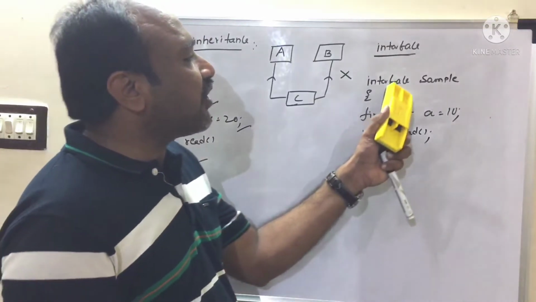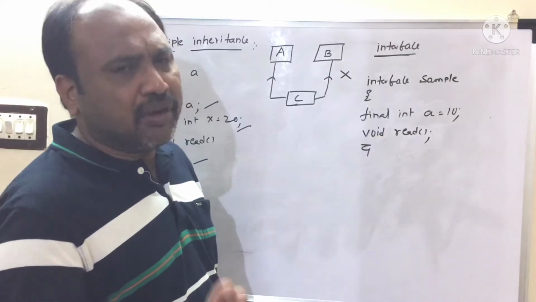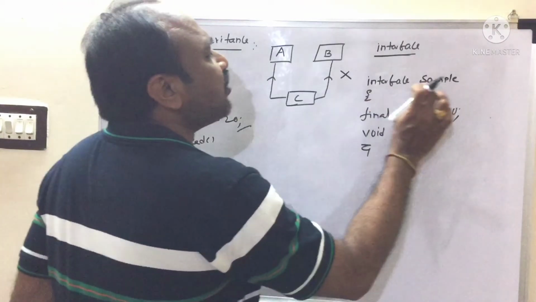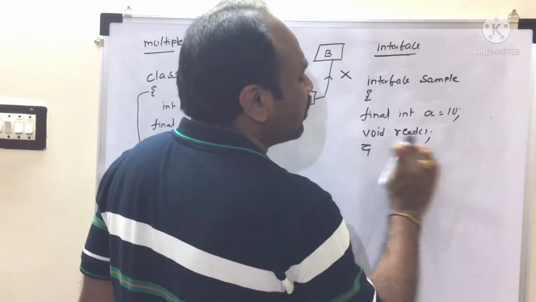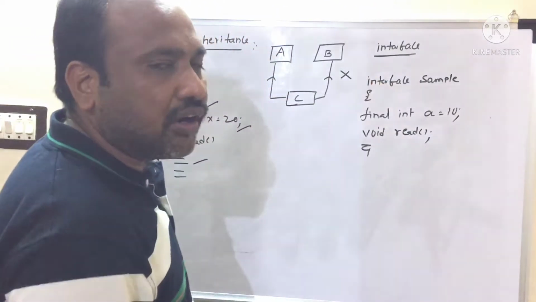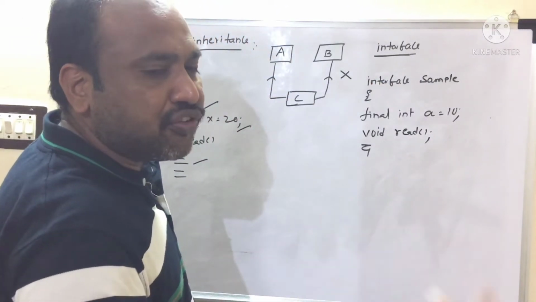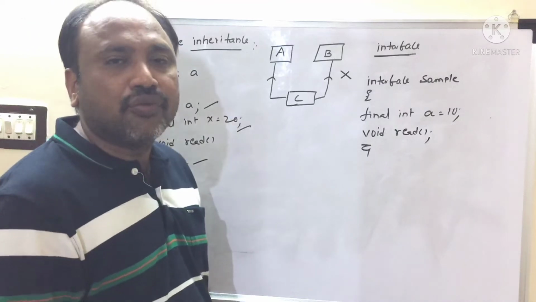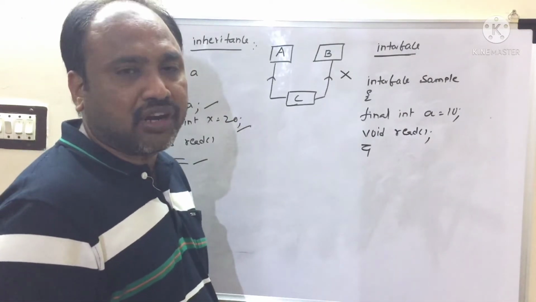This is the way of writing interfaces. Normally you can take the syntax also: interface name, constants, abstract methods. They will ask you what is an abstract method. A method which does not have statements, which does not have a body, is an abstract method.